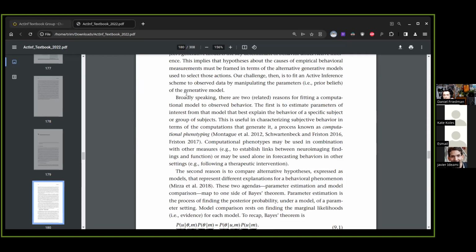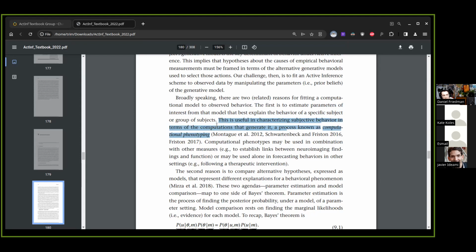Okay. There are two related reasons for fitting a computational model to observed behavior. The first is to estimate parameters of interest from the model that best explain the behavior of a specific subject, so one individual or a group of subjects. This is computational phenotyping.